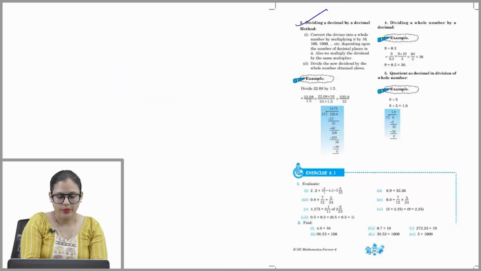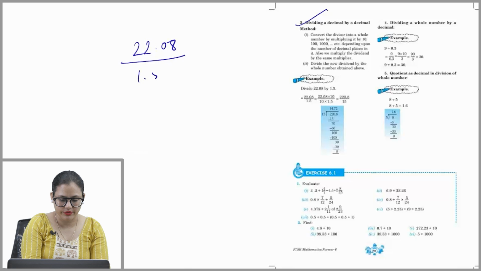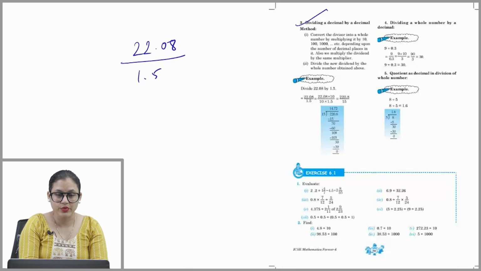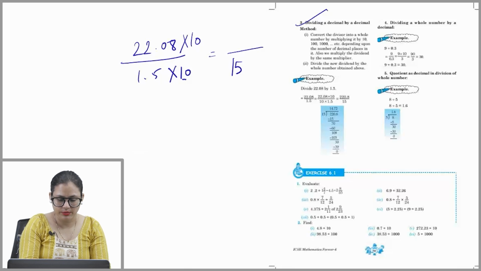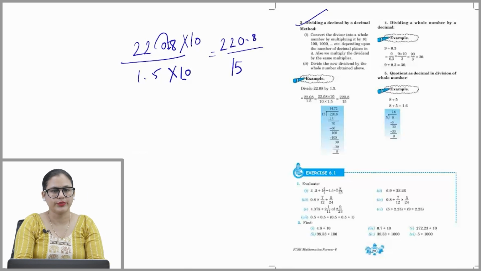Okay, for example, we have to divide 22.08 by 1.5. So first, what will you do? First, we will convert the divisor, this one, into a whole number. By multiplying by 10, this number will be converted into a whole number. If you are multiplying by 10 here, then you will also multiply the numerator by 10. So you will get 15 here, and the decimal point will shift here, giving 220.8. Now you can divide it.